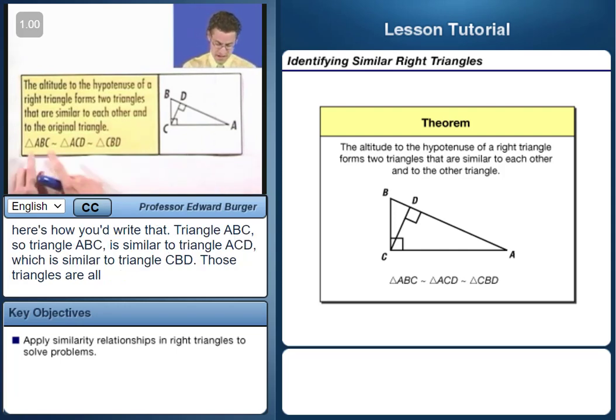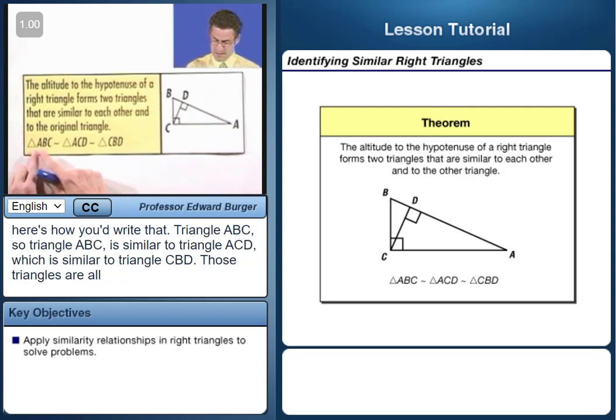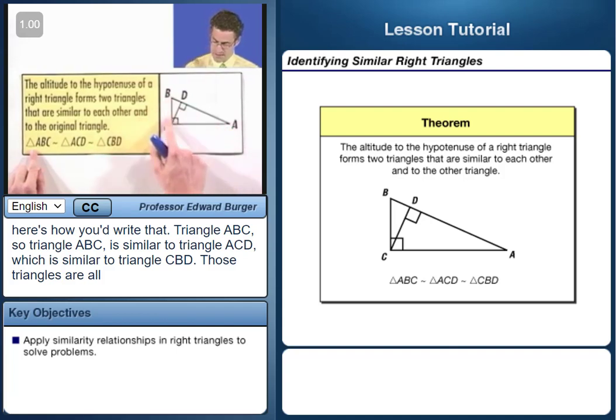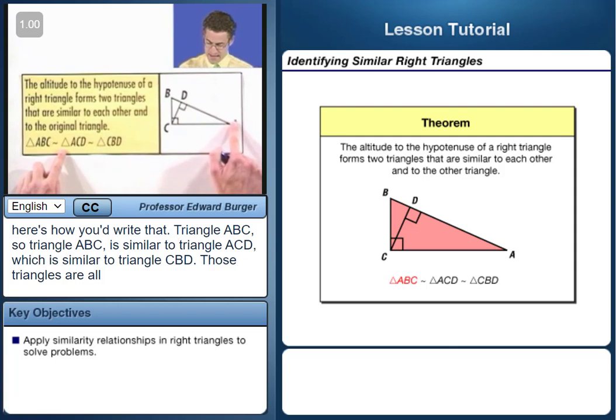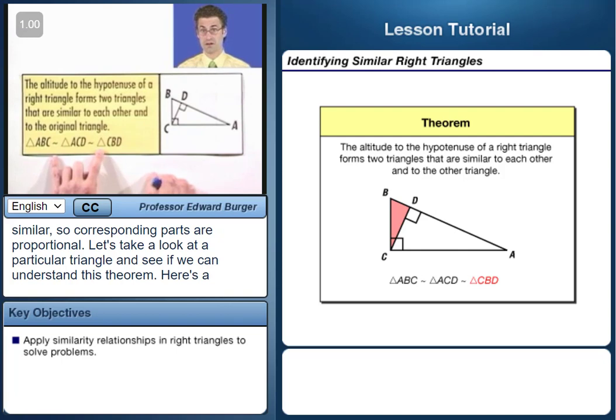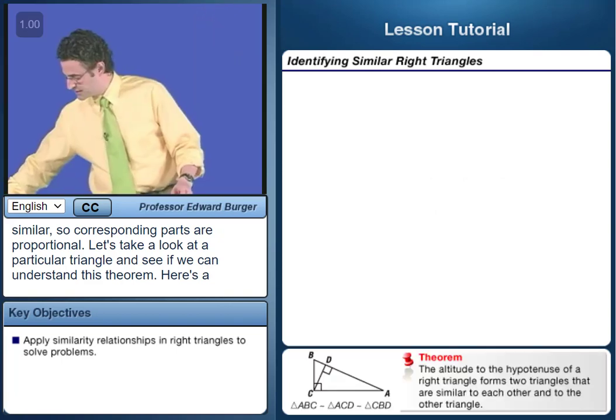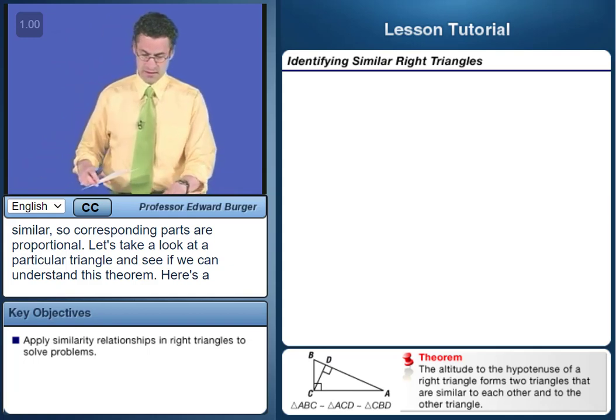So here's how you'd write that. Triangle ABC is similar to triangle ACD, which is similar to triangle CBD. Those triangles are all similar, so corresponding parts are proportional. So let's take a look at a particular triangle and see if we can understand this theorem.